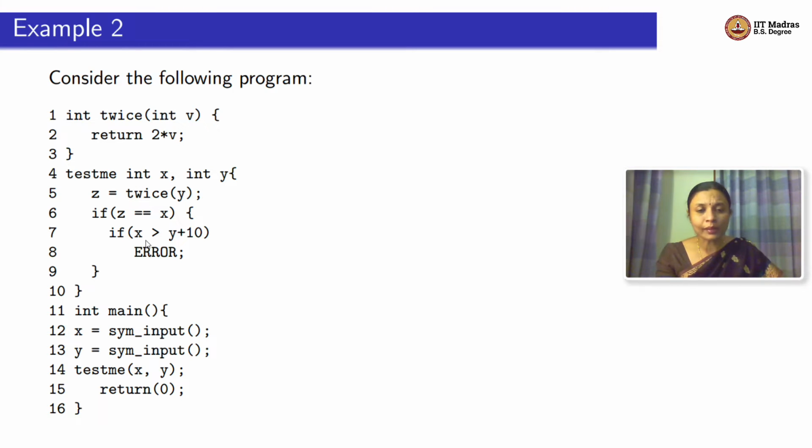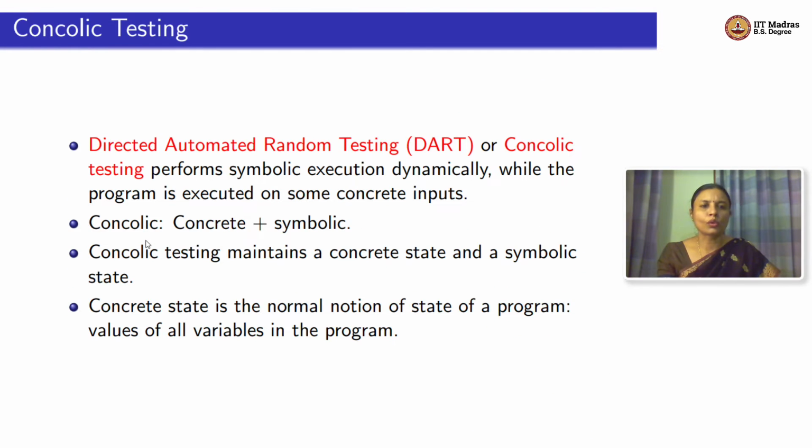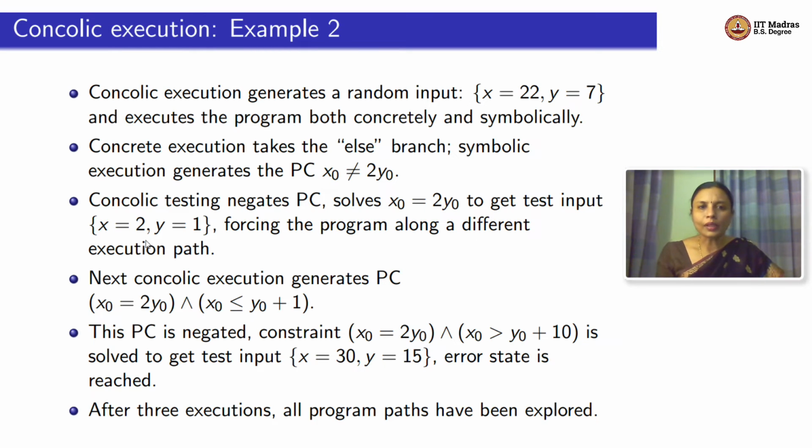Of course, on this example symbolic execution worked fine. We saw how to do it. But let's see how DART works on this example, just to understand what DART is about. The same example: concolic execution or DART always starts with coming up with a random input. So assign random input values to all the inputs in the program. For example 2, the inputs were x and y. So let's say we assign x as 22, y as 7.